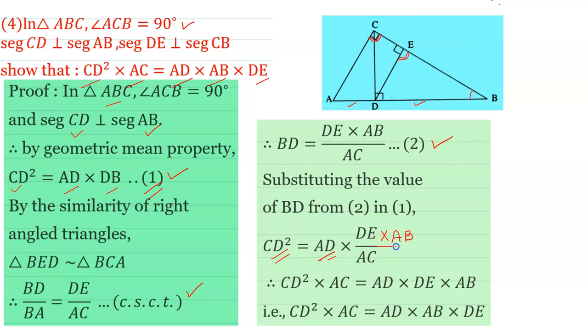And hence if we simplify, the divided AC going to the other side will be multiplied. Therefore CD square into AC is equal to AD into DE into AB, and hence we have CD square into AC is equal to AD into AB into DE, and hence it is proved. Now the next.